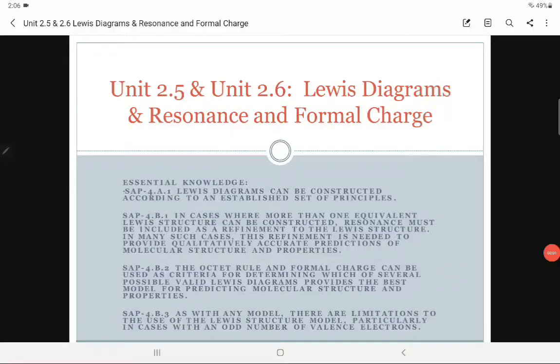Okay, today we're going to draw some Lewis dot structures. We're going to learn a little bit about resonance, a little bit about formal charge. Some of this, actually a good bit of it, might be review for you. We're just going to go into a little more detail than you did last year.